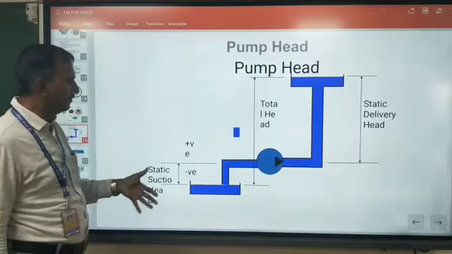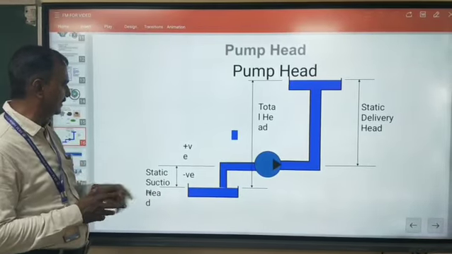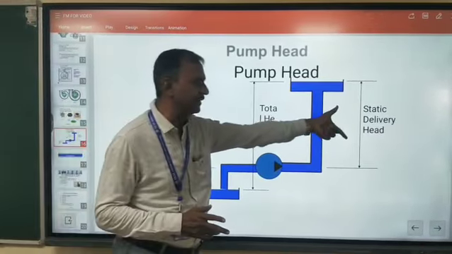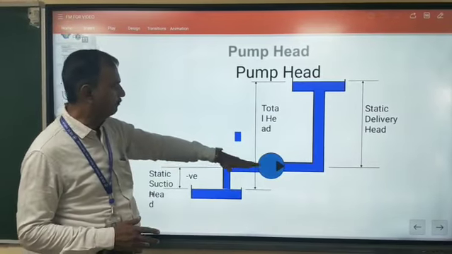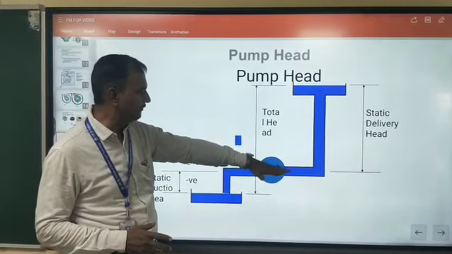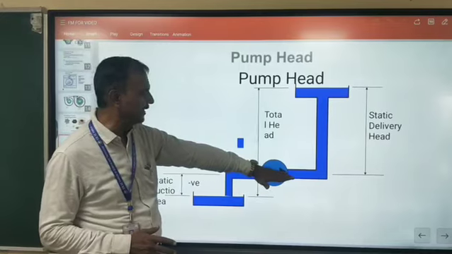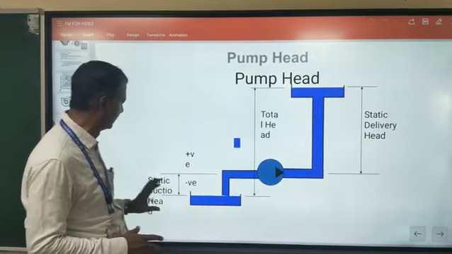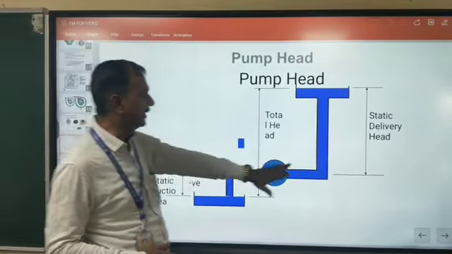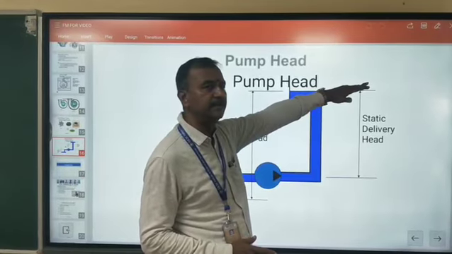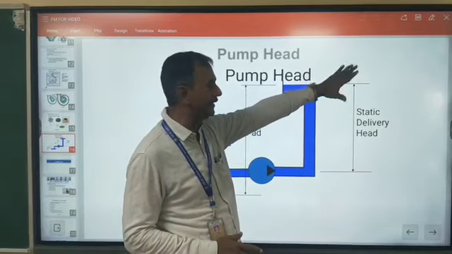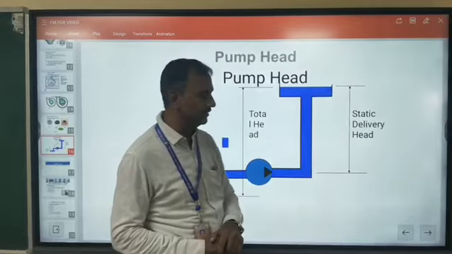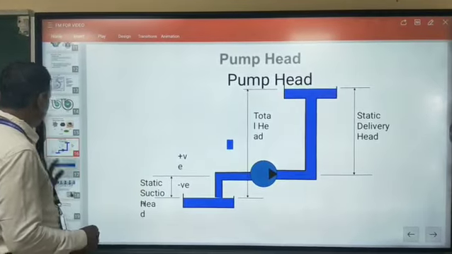Usually they will talk about a suction head and discharge head like this. The level of the liquid till the eye of the pump, we call this the suction head. From the eye of the pump, wherever it is being discharged to the overhead tank, that is called the delivery head. With this I will stop today.